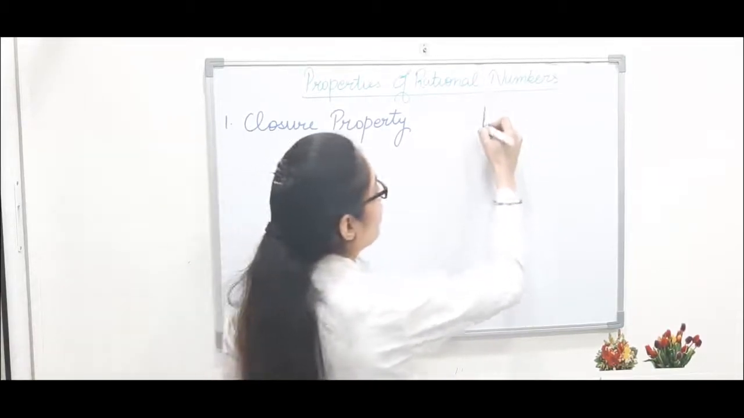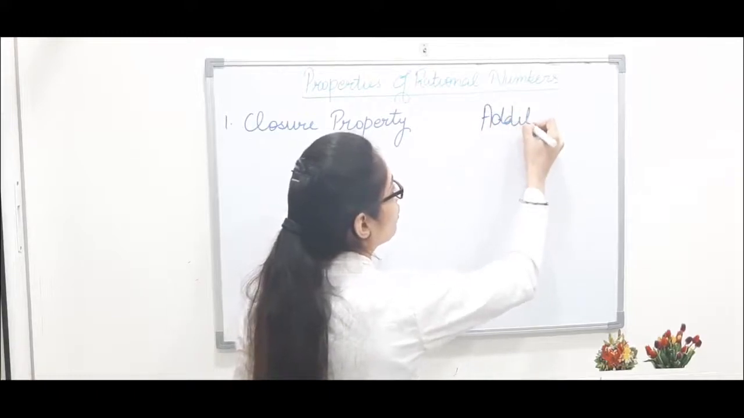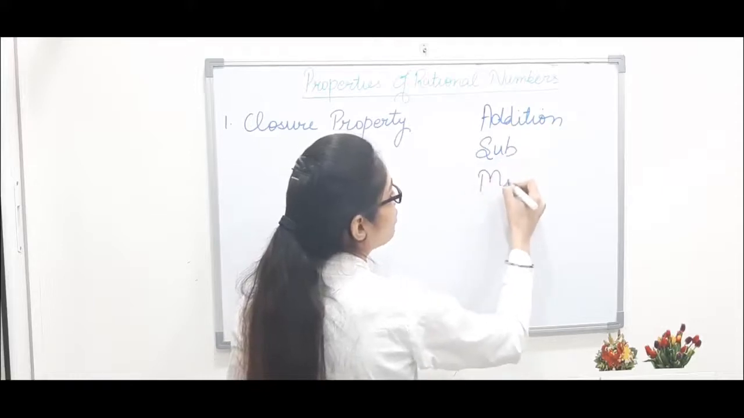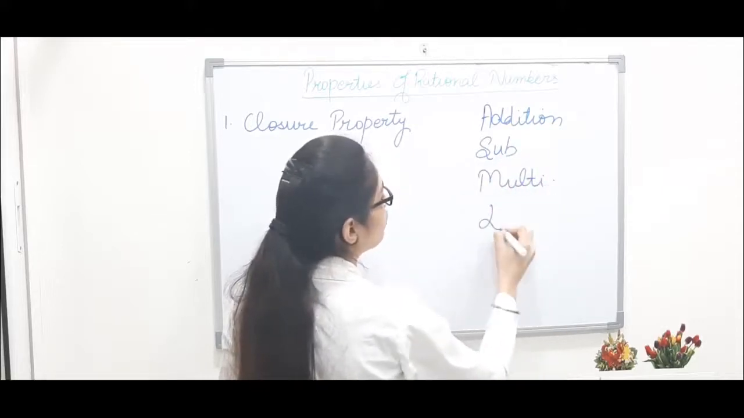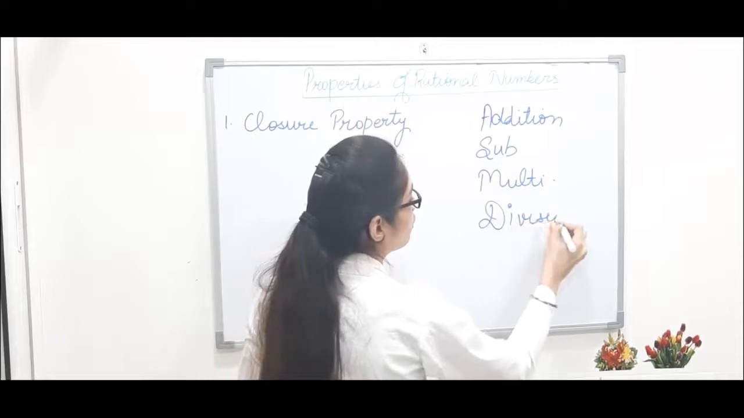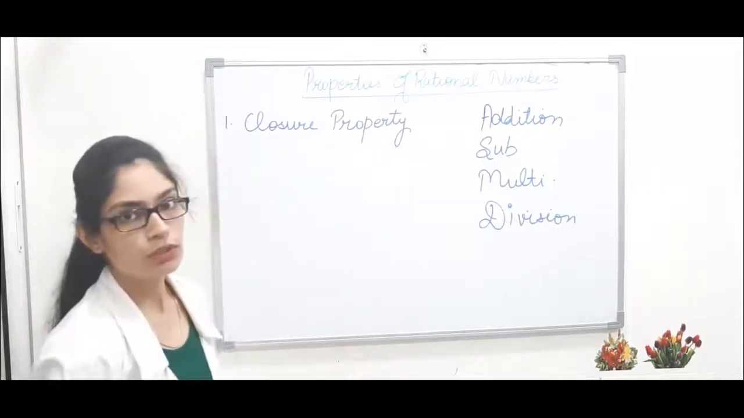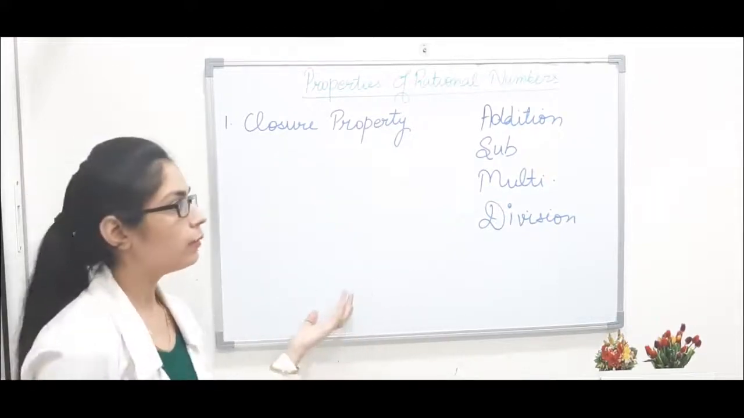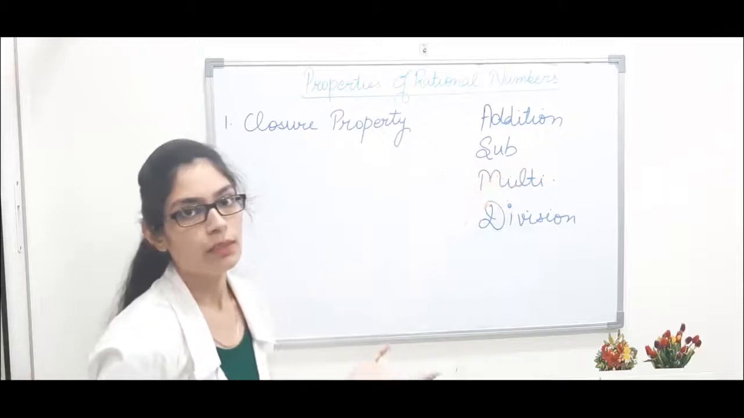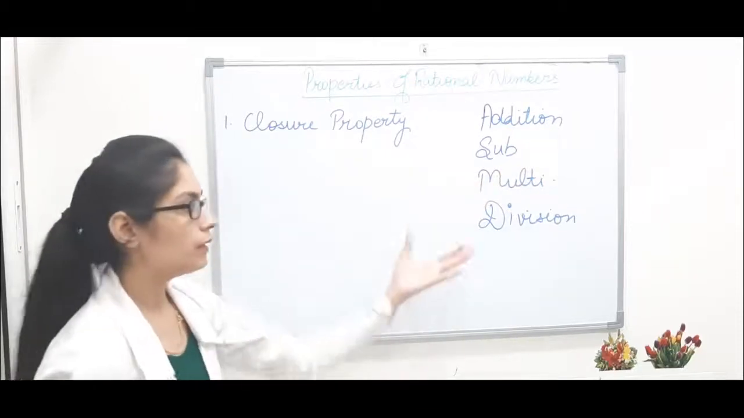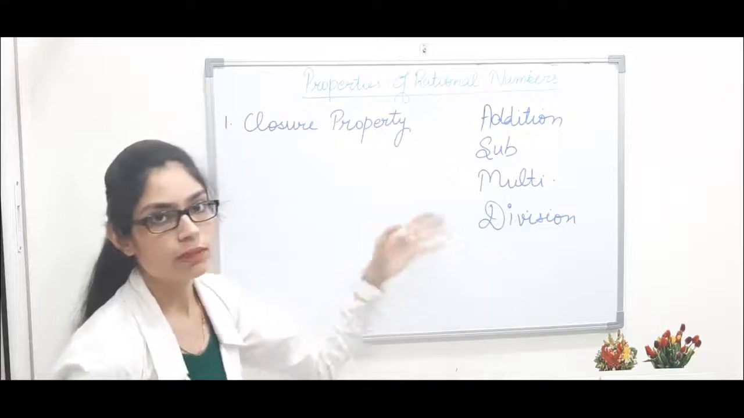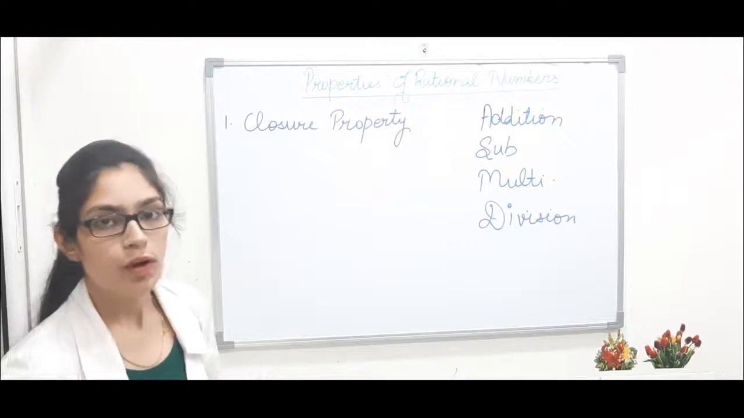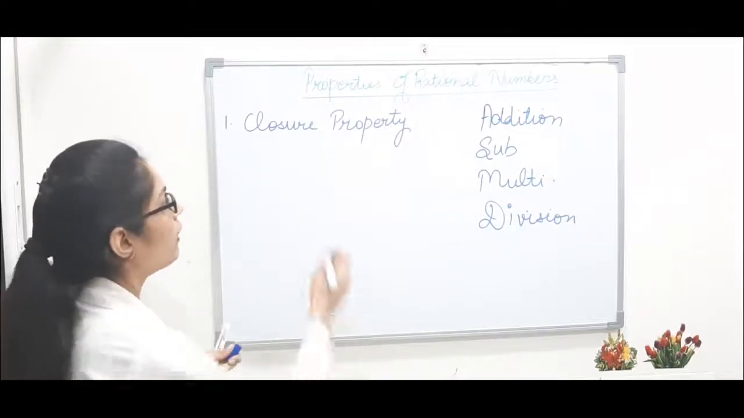Let's write it down. Addition, subtraction, multiplication and division. The term closure means if we are adding two rational numbers, my answer should be a rational number. If I am subtracting two rational numbers, my answer should be a rational number. If I am doing multiplication or division, so whichever operation I am doing for rational numbers, my answer should also be a rational number. So let's find out this thing.